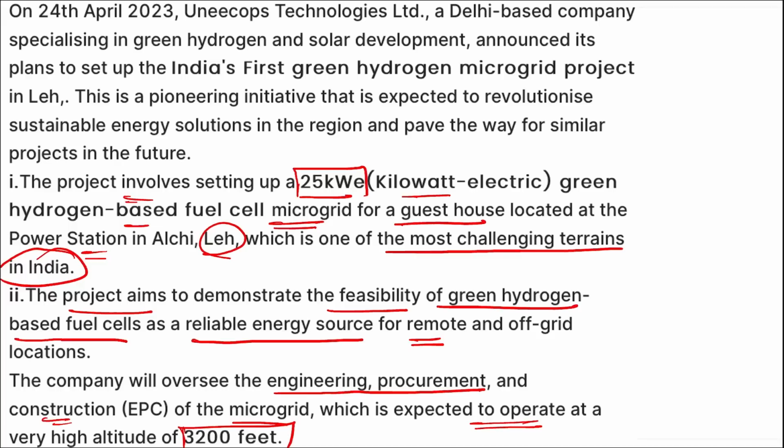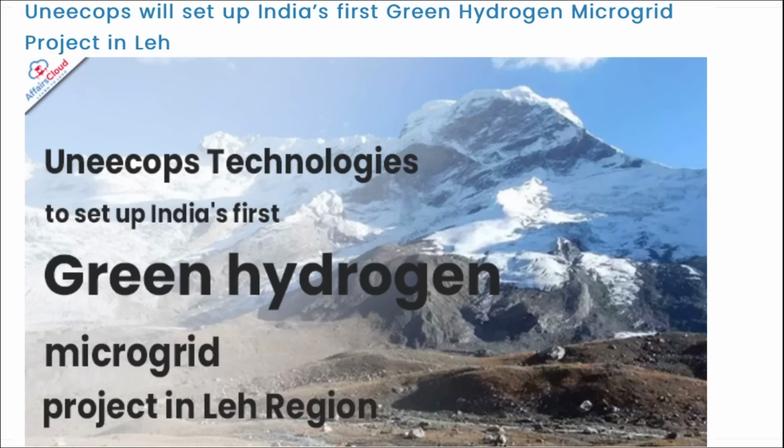So, coming back, it is Unicorps that has set up India's first hydrogen microgrid project, and the location where they have set it up is Leh. If we talk about this Unicorps company, right? Who is the managing director here? Piyush Jain. When was it founded? 1995. Where is the headquarter? It is in Delhi, NCR.